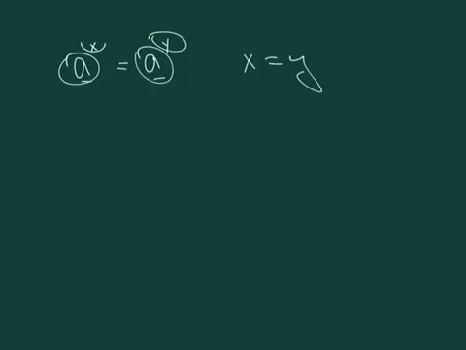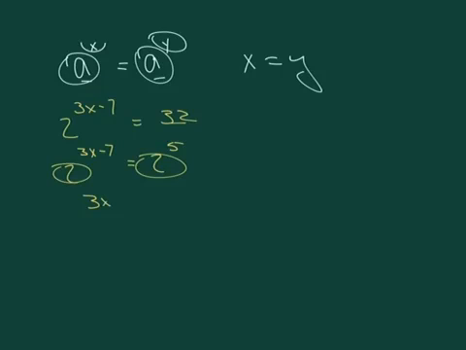Which brings us to example 2. Example 2 is 2 to the 3x minus 7 equals 32. So again, we're going to make that into a 2. 2 to the 2, 4, 8, 16, 32. 2 to the 5th power. So because the bases are the same, 3x minus 7 equals 5. And you just solve for x then, and when you solve for x, you get 4. Plug it back in, see if it's true. It is. Life is good.